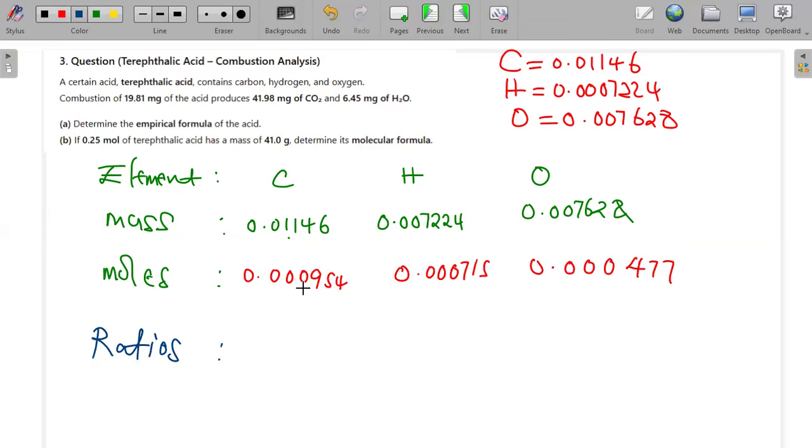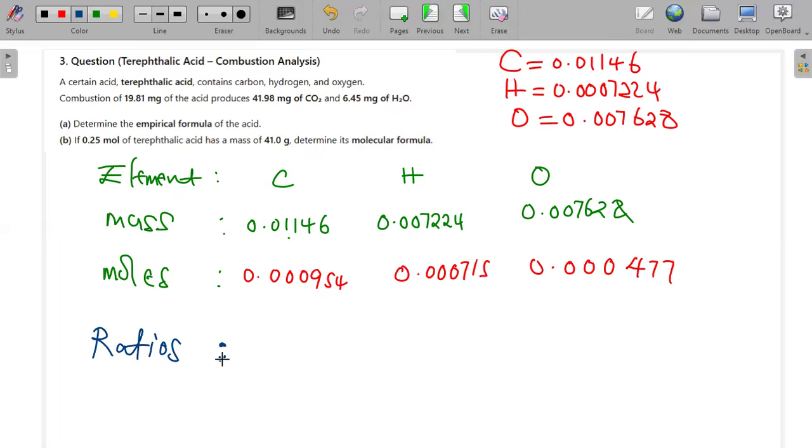So this is 0.009, 0.007, 0.004. It means this one here is the smallest. So I'll divide all of these by this one. I'll be doing it directly on the calculator and then just writing the answer here, so you should also be doing it on your own calculator.